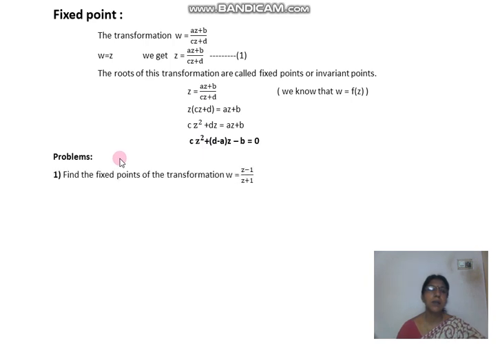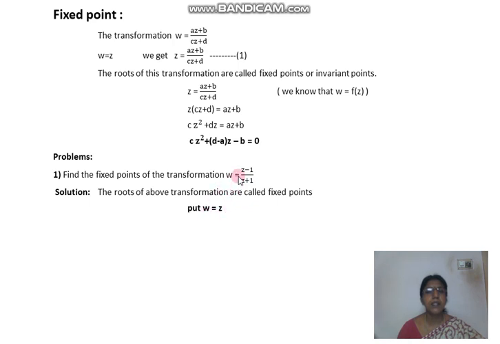See the problems ma. First one, find the fixed points of the transformation W is equal to (Z minus 1) by (Z plus 1). Okay, suppose we put W is equal to Z in the given transformation, what we get? Z is equal to (Z minus 1) by (Z plus 1). Now the roots of this equation are called fixed points. Cross multiplication: Z into (Z plus 1) is equal to Z minus 1, Z square plus Z. Bring this side, minus Z plus 1 is 0, Z square plus 1 is equal to 0.